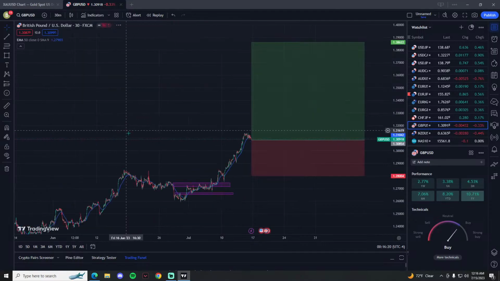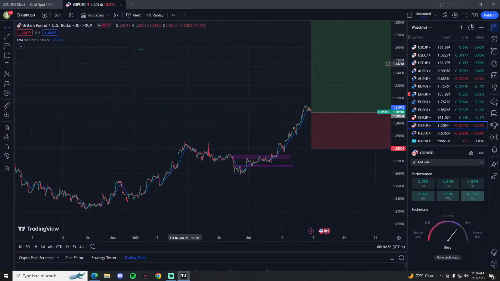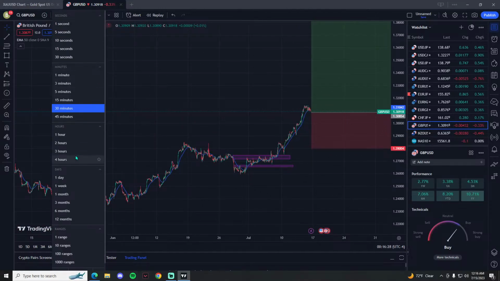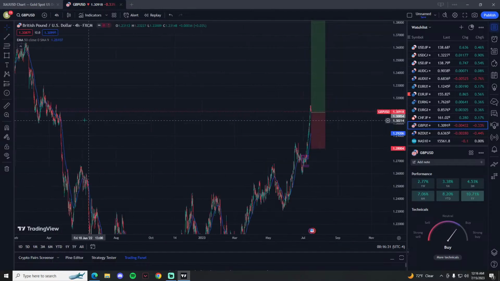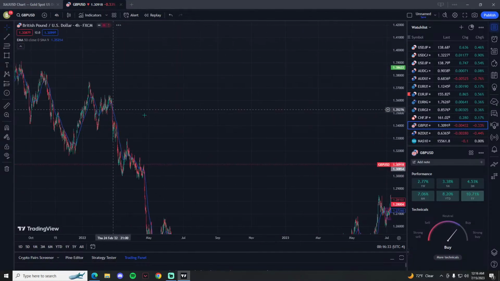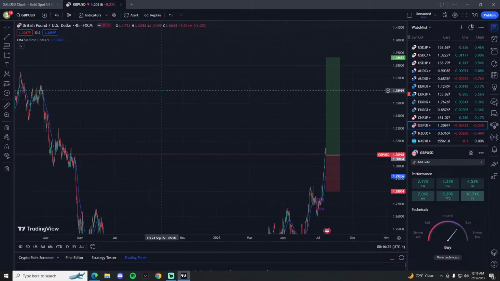30-minute timer. I didn't go to 30. It's on an uptrend. If it wants to reverse on me, dude, good for it. I'm gonna go back to the 4-hour timer so I can just see. I'll make my take profit right here.